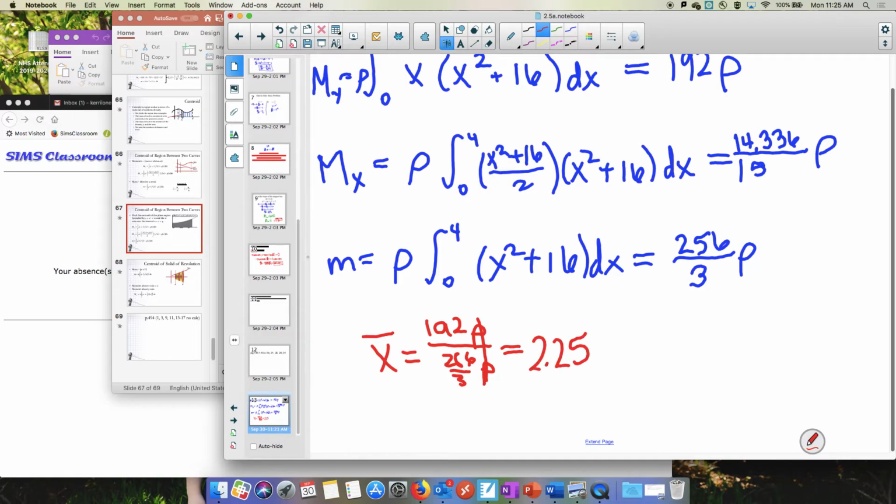And our y coordinate is going to be the moment about x divided by our mass. Here again, boom, the rhos cancel. And now we have no rhos.